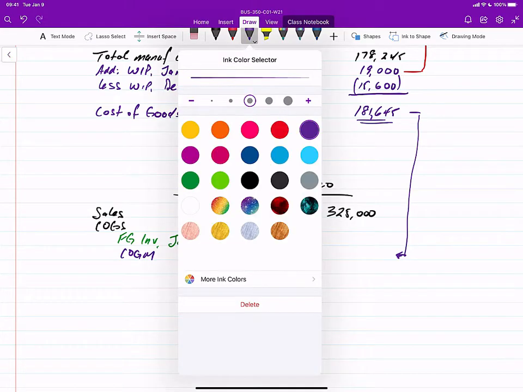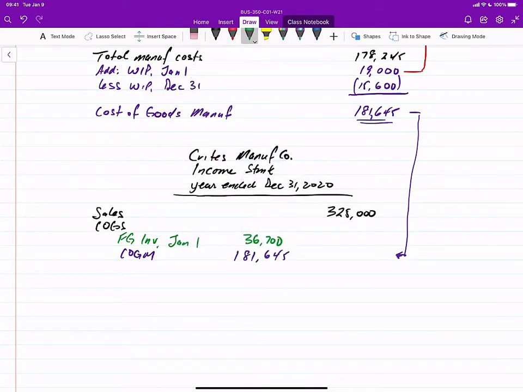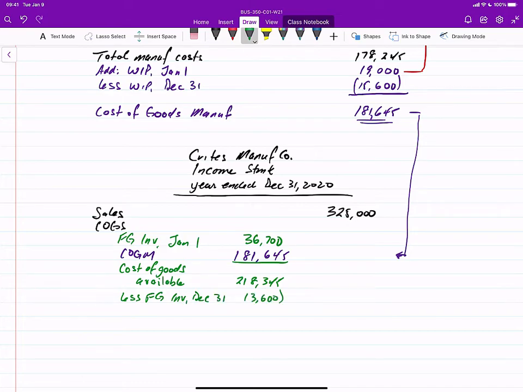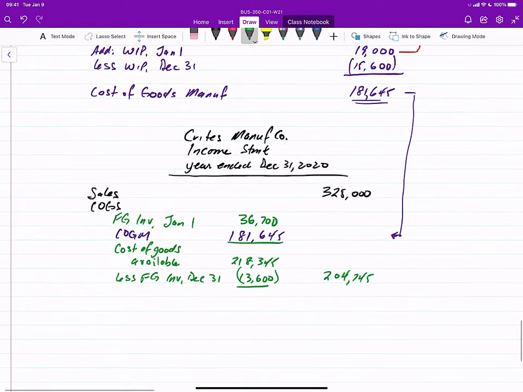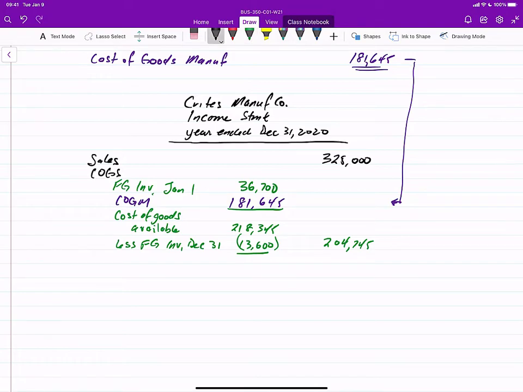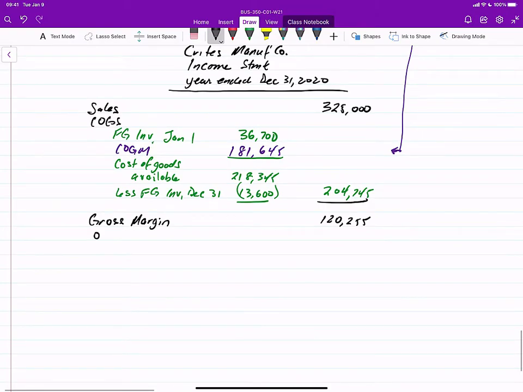You see this right here comes down over here. This gives us cost of goods available for sale. You could see that sometimes. So the sum of those two is $218,345, and then less finished goods inventory at December 31st of $13,600 will give us $204,745. If you recall from your previous course, sales minus cost of goods sold is gross margin or gross profit. And so $325,000 minus $204,745 is $120,255. And then we have a section for operating expenses.